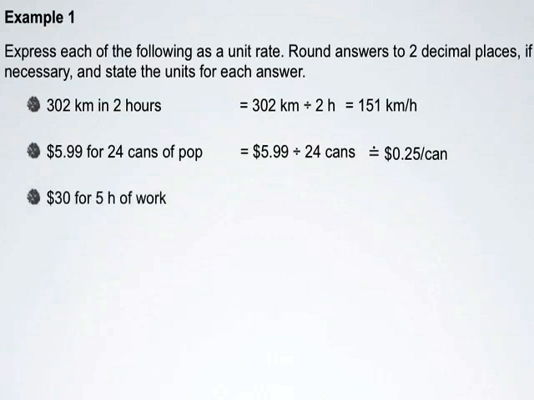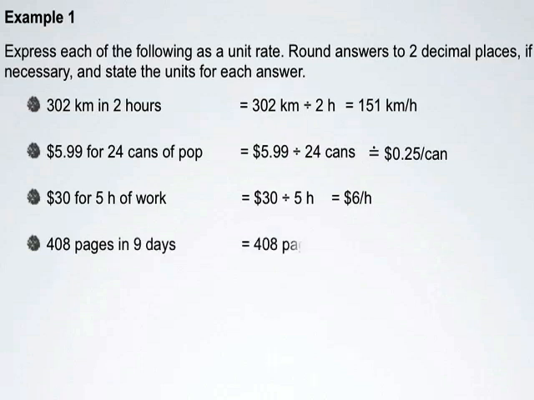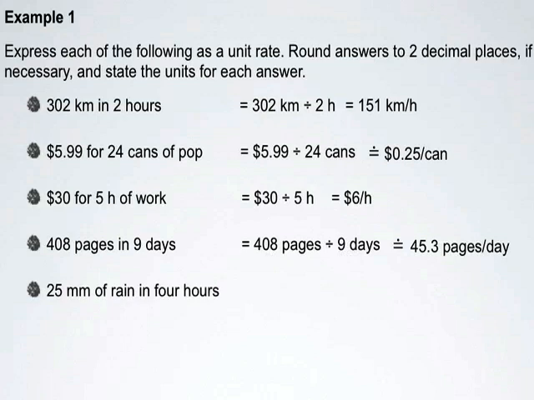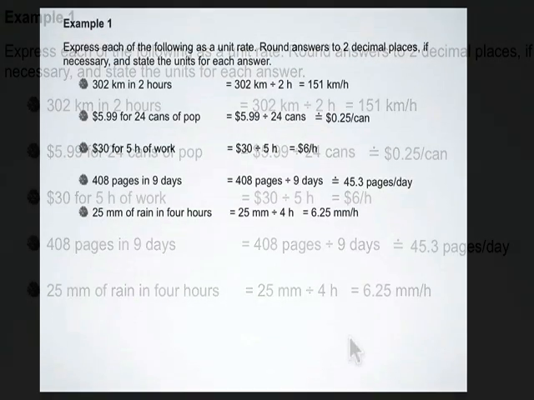$30 for 5 hours of work. We take our dollars and divide by hours to get $6 per hour. 408 pages in 9 days. We take our pages and divide by days and get approximately 45.3 pages per day when we do the division on our calculator. 25 millimeters of rain in 4 hours. We take the millimeters and divide by 4 to get 6.25 millimeters per hour.